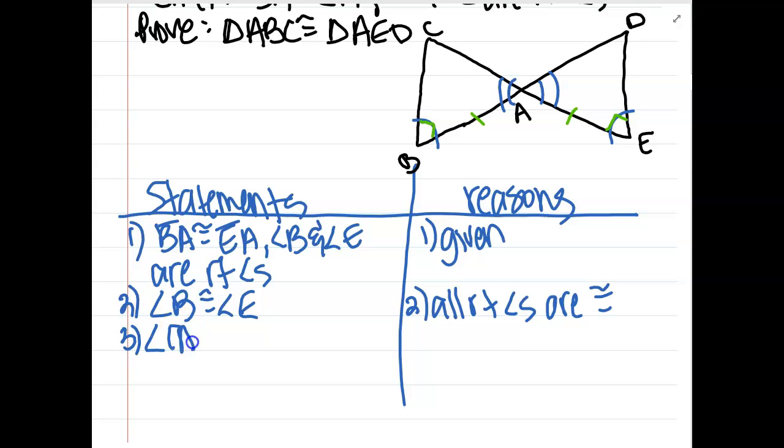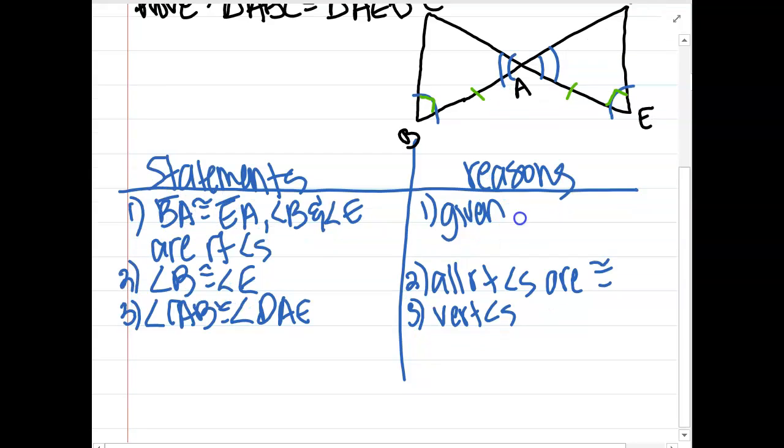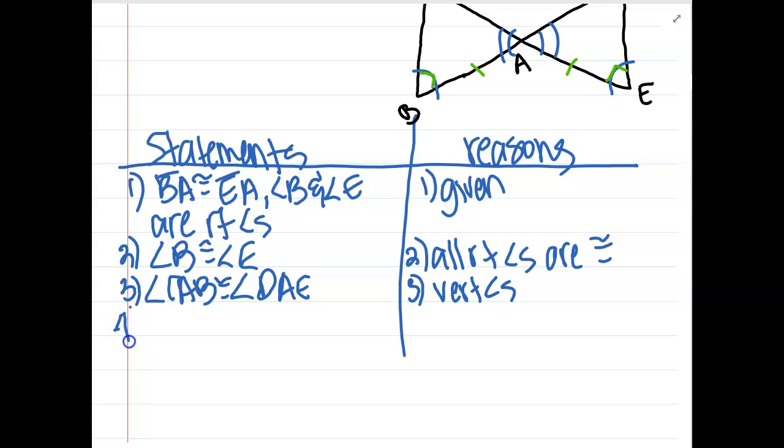Angle CAB is congruent to, how would you name the other one? DAE. And remember, you could flip the D and the E. The A has to be in the middle, but you could flip the other ones. And what's my reason there? Vertical angles. Guess what? I have my angle, side, angle. I've said that they're congruent. So we're ready to say that triangle ABC is congruent to triangle DEA.